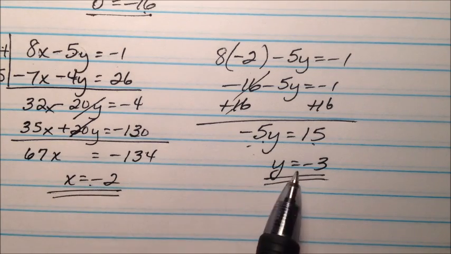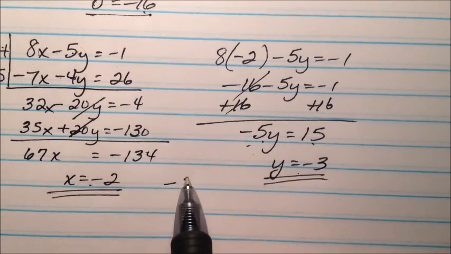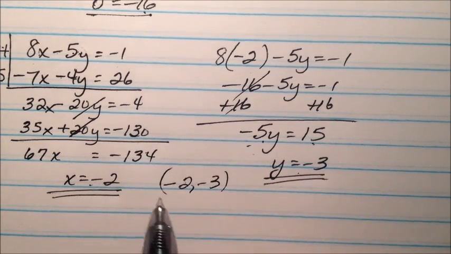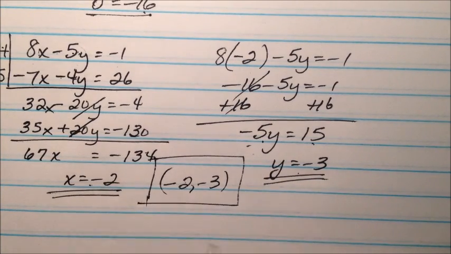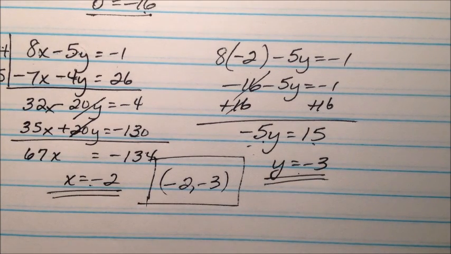So I have my x value and my y value. So it seems like my ordered pair will be negative 2, negative 3. And that will be the point of intersection of these two lines. So if I was to classify this, it would end up being consistent and independent.